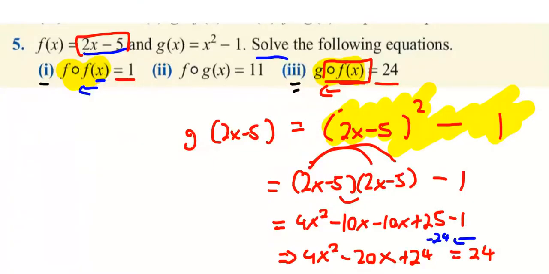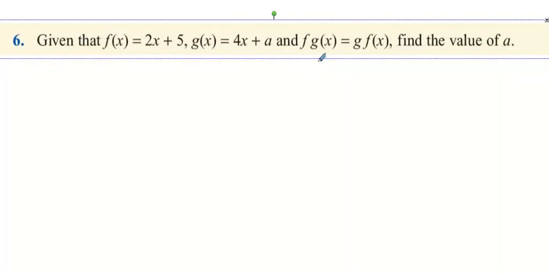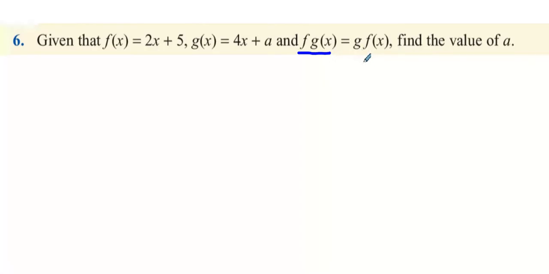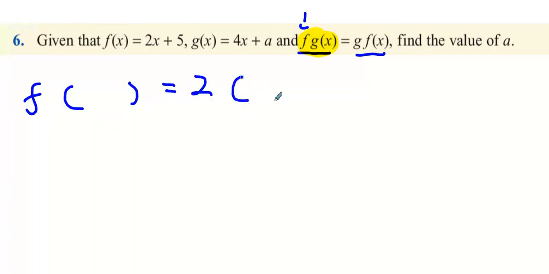Next thing we're going to do is try question 6. It says f after g of x is equal to g after f of x. Let's start off one bit at a time, with the yellow part. First of all, let's write down what the f function is. f of blank is 2 times whatever your input is plus 5. But your input for this yellow part is g of x. So what is g of x? g of x is 4x plus a. So it's f of 4x plus a equals 2 times 4x plus a, plus 5.